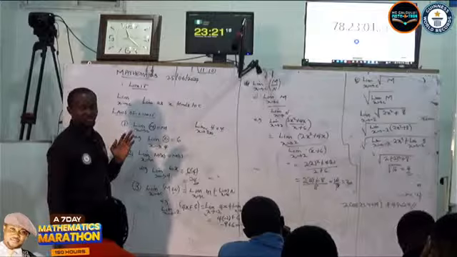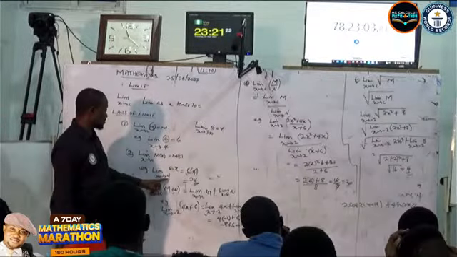Simple. Look at this. The limit as x tends to 4 of 6x. I just carry x and put 4 in that place. That's all.